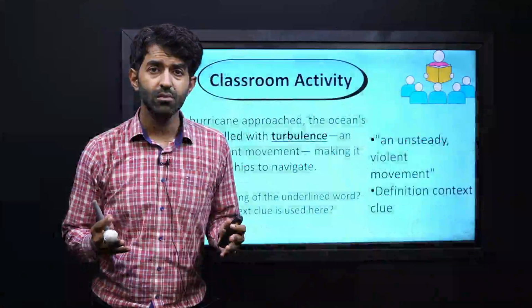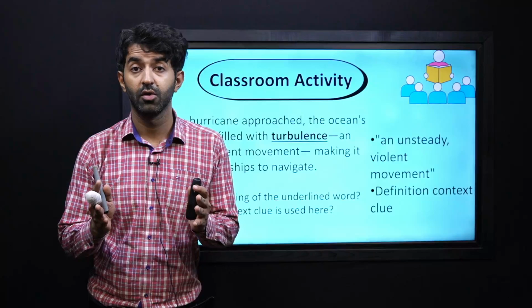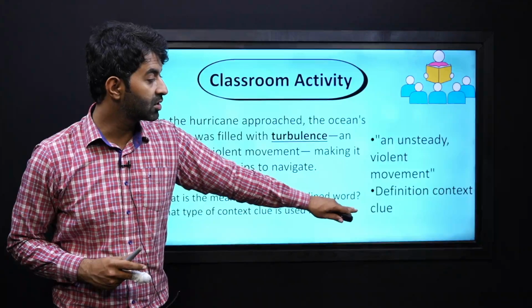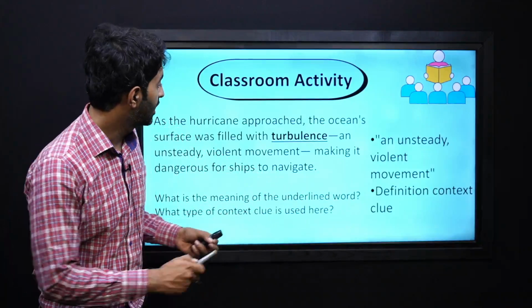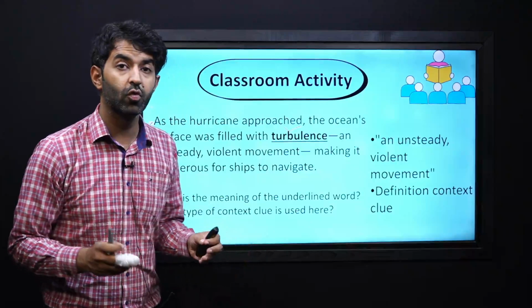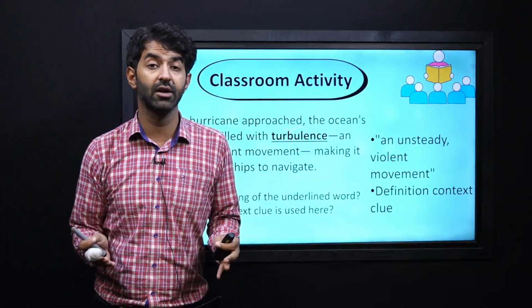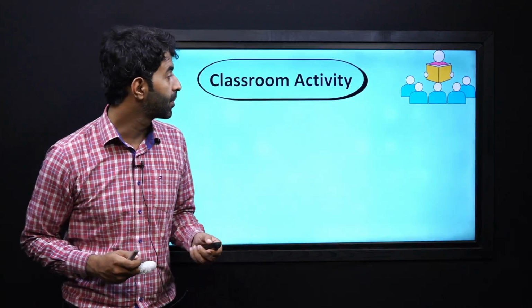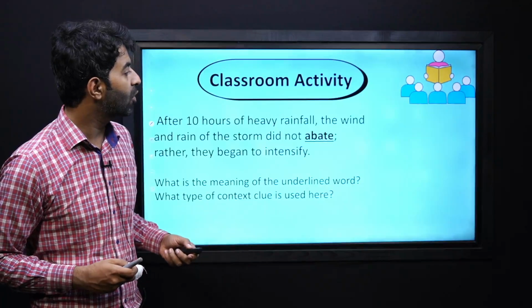Now, you can see the revealed answer over here. This is a definition context clue that is used in turbulence. Now you have to work on it, find how it contains a definition context clue. Here is another one.